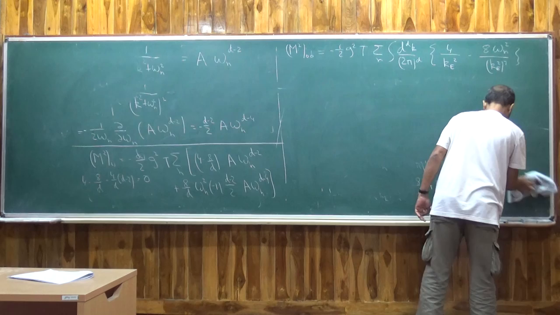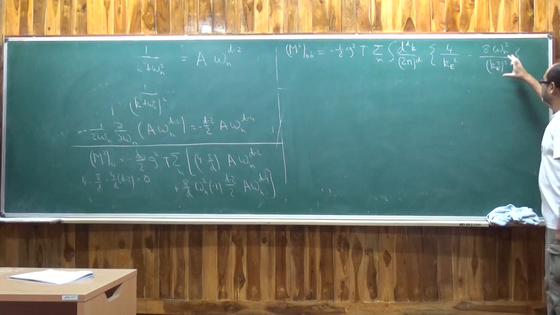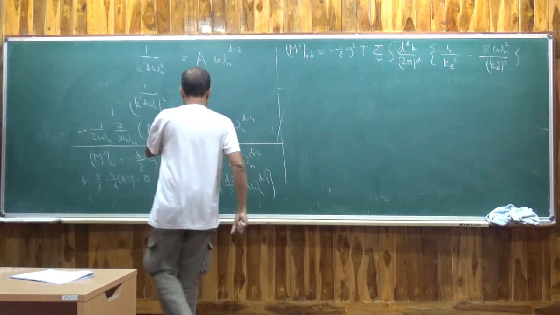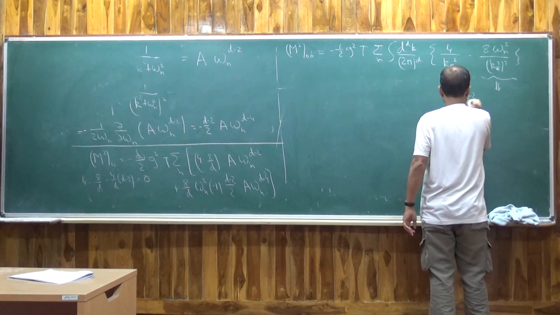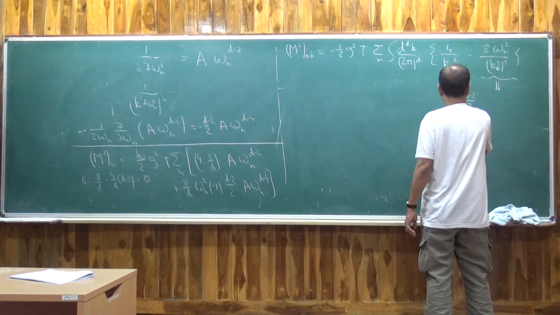But now you are basically going to use the fact that omega n square over k square whole square, from this analysis we have seen, is nothing but minus d minus 2 over 2 times the first integral. So I can replace this by minus d minus 2 by 2 times, omega n square has already gone, so by minus 8 times d minus 2 by 2 times 1 over k square.